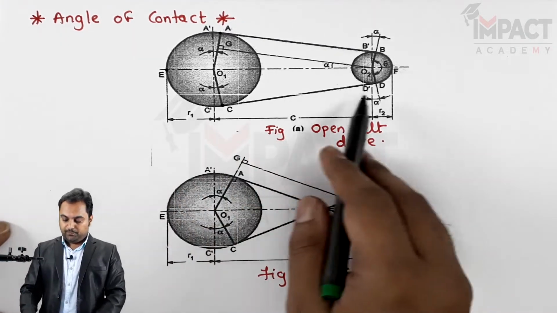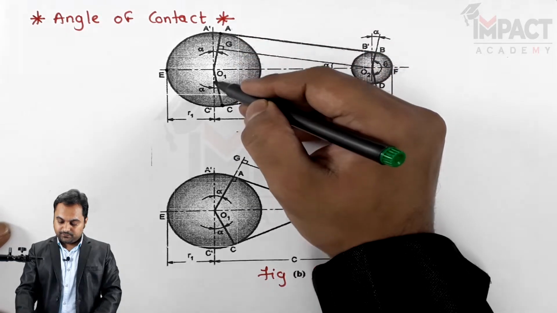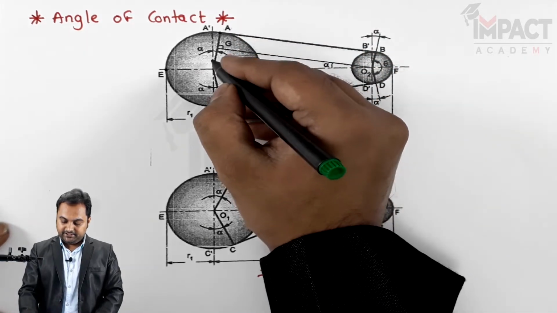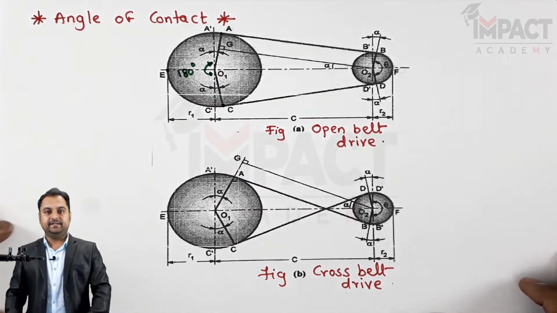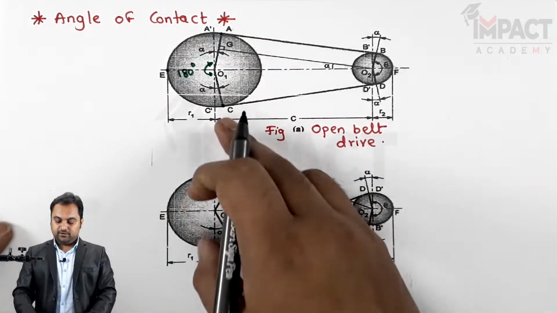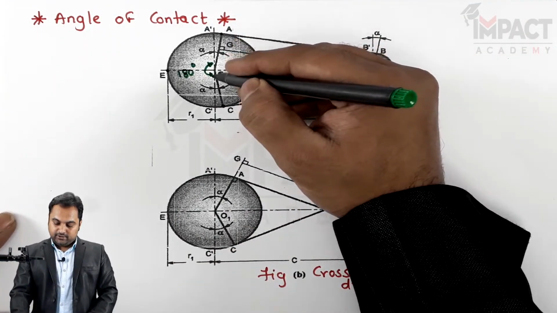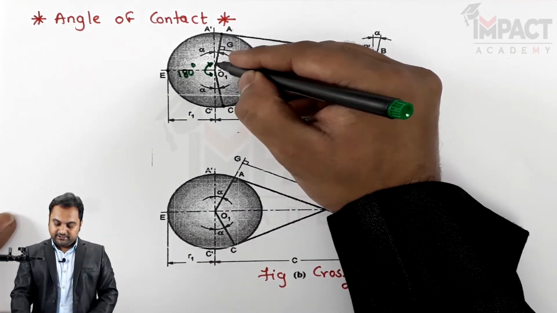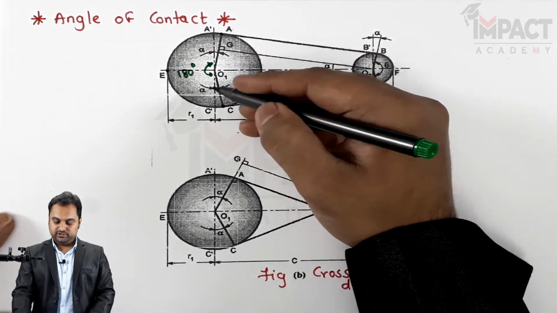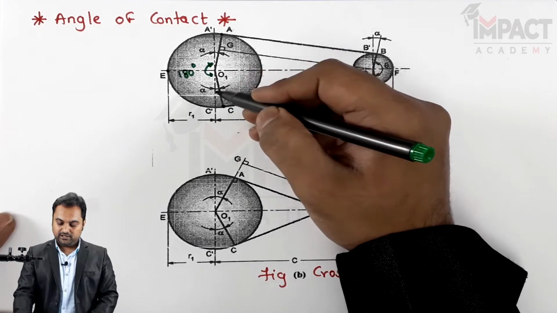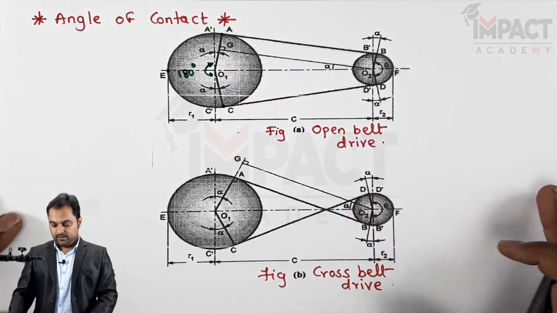In the case of an open belt drive, we can see that this vertical line has an angle of 180 degrees, or pi radians. Now this is the bigger pulley of the open belt drive, and here the angle of contact is more than 180. As we can see, this angle is alpha and here also there is alpha, so the angle of contact for the bigger pulley of the open belt drive is 180 degrees plus 2 alpha.